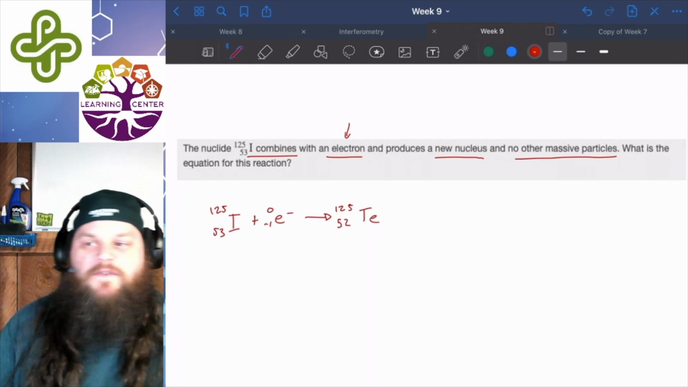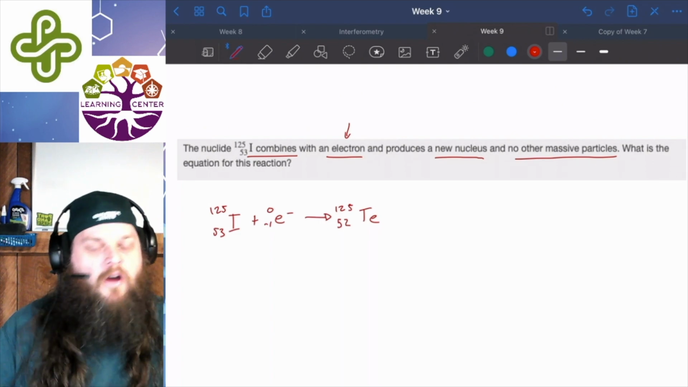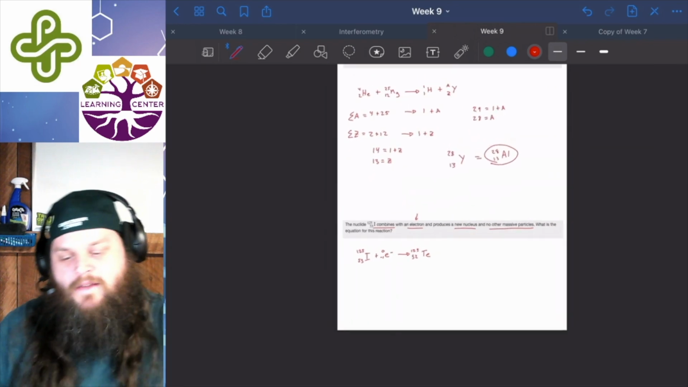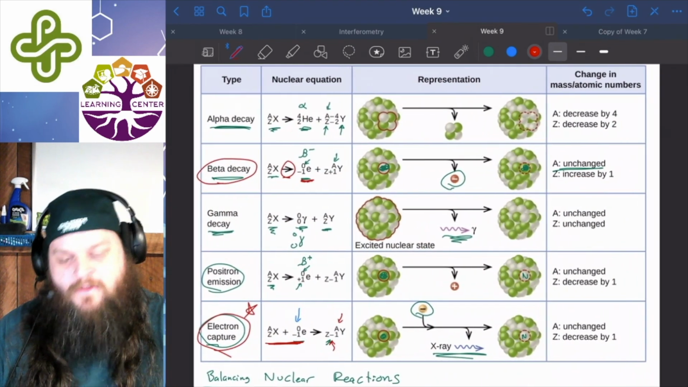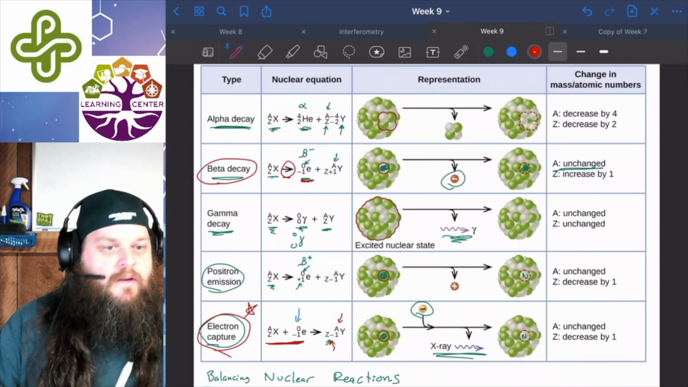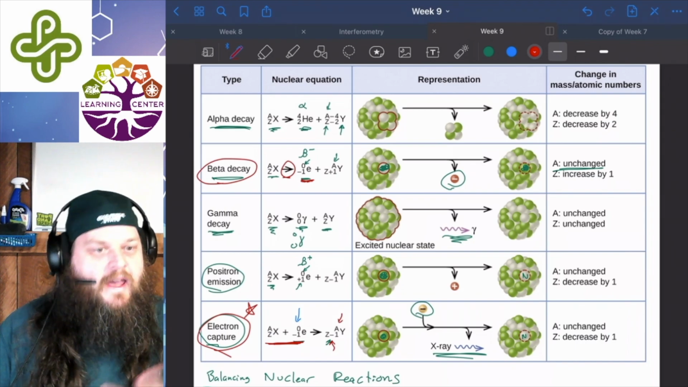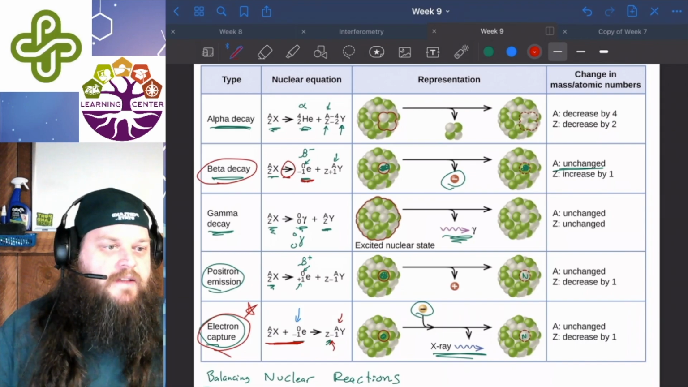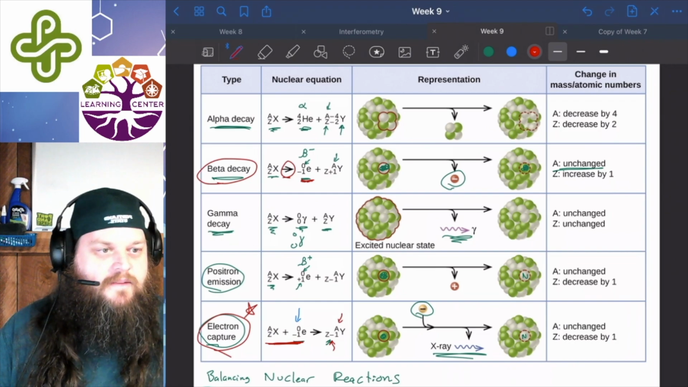So a lot of these are pretty simple to go through. The hardest part is identifying what type of reaction you have. Once you do that, it's just how many Z do I add or subtract, how many A do I add or subtract, making sure everything is balanced on the mass and the charge side.